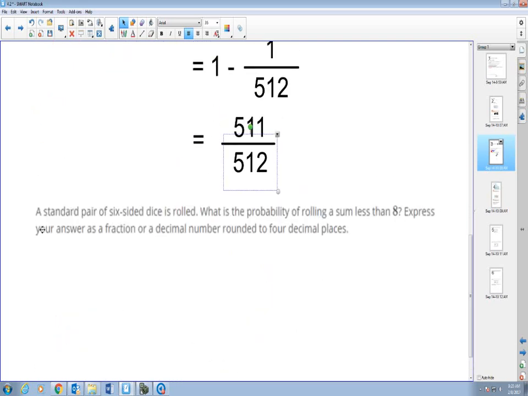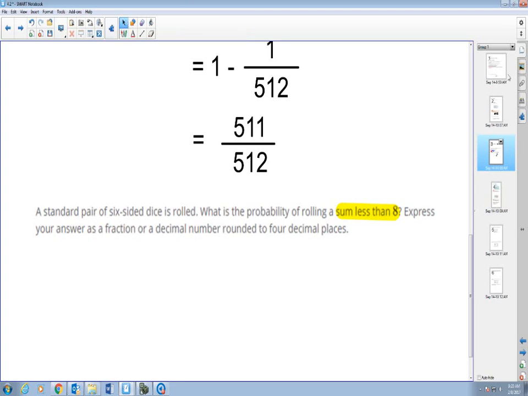Alright, let's try this again. A standard pair of 6-sided dice is rolled. So we're rolling 2 dice. What is the probability of rolling a sum less than 8? This example actually relates to our project number 1. I want a sum that's less than 8. We can count this pretty easily.